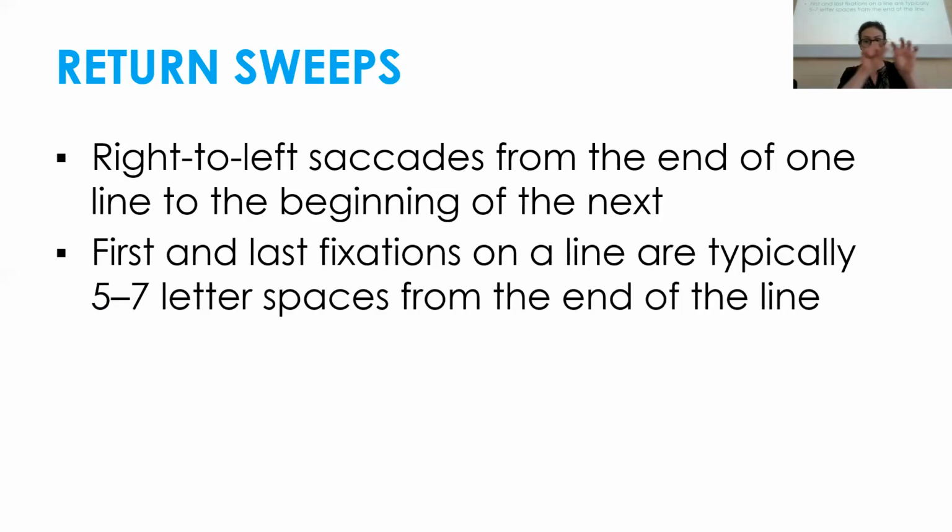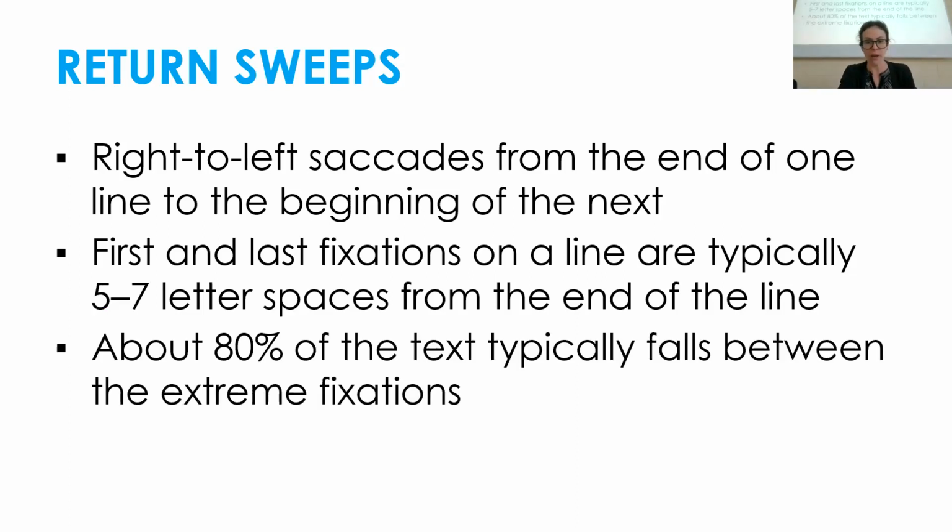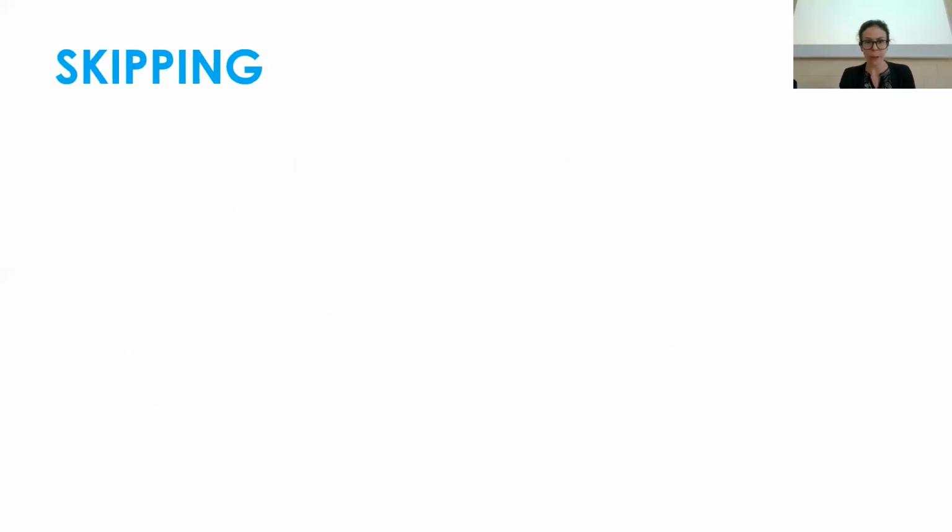The first and last fixation on a given line are not right at the edge, so they're not on the last letter of these words, but they tend to be 5 to 7 letter spaces from the end of the line. And within this space, about 80% of the text is typically perceived by these 2 extreme fixations.